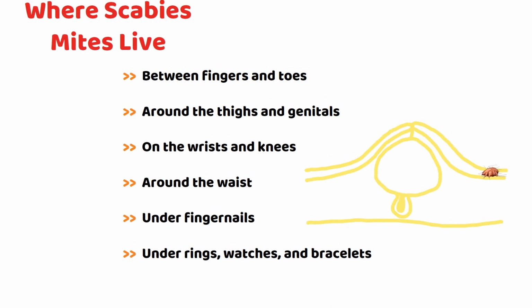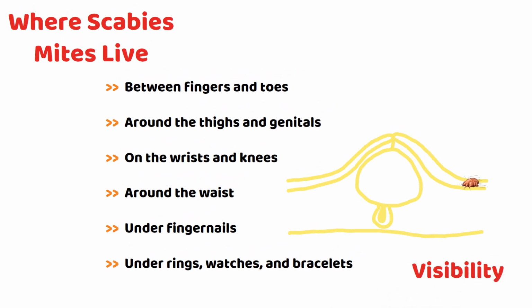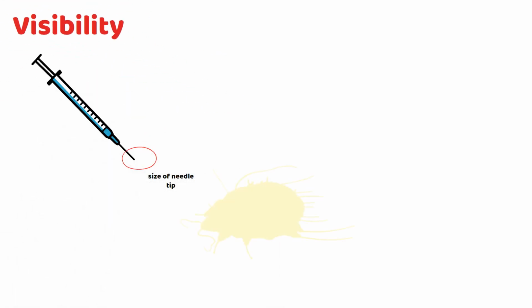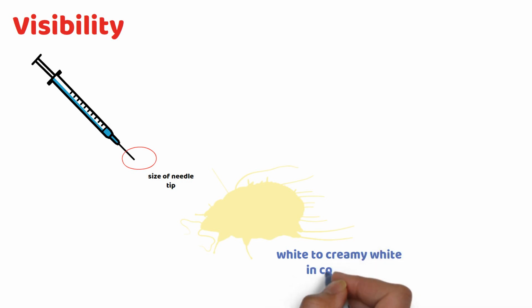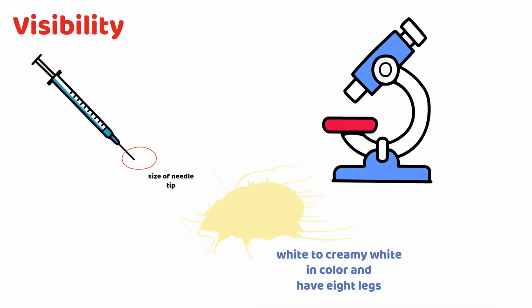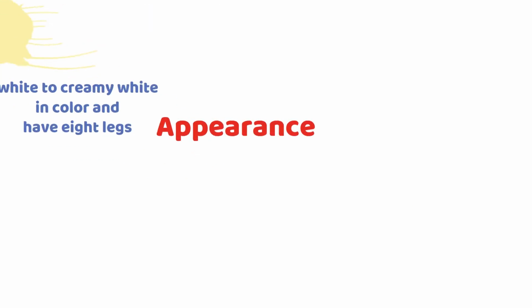Now the question is, can you see the mite? Scabies mites are tiny, about the size of a needle tip, making them very hard to see. They are white to creamy white in color and have 8 legs with a round body, which you can see only under a microscope. Now we see what the appearance of the scabies rash is.